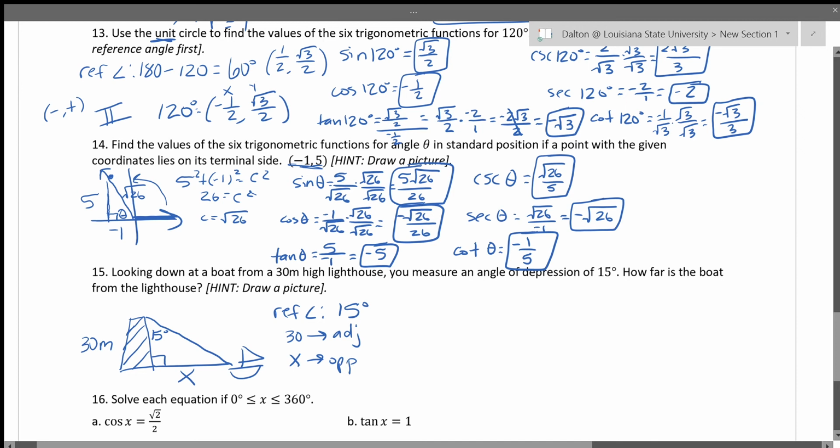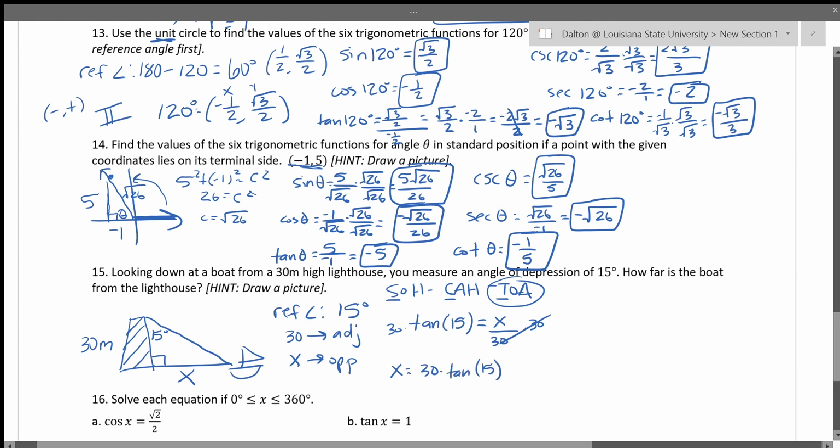So if I think SOHCAHTOA, if I look at sine, cosine, and tangent, I want to choose the one that has adjacent and opposite, which is why I'm going to choose TOA or tangent. So then we set up the ratio. Tangent of 15 is equal to opposite, x, over adjacent, 30. And then all we need to do is isolate and get x by itself. So if I multiply both sides by 30, then I get x equals 30 times the tangent of 15.